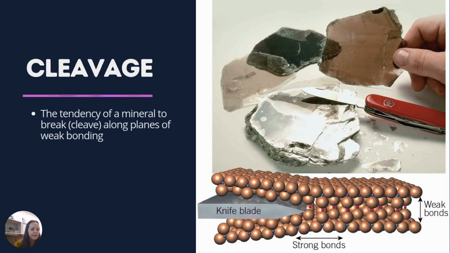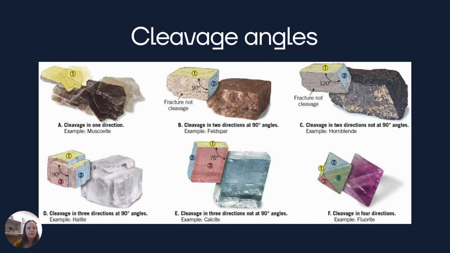So this is an example of muscovite. As you can see, there are weak bonds going in the vertical direction, and going in the horizontal direction, there are strong bonds. So this mineral will break along those weak bonds, creating that single cleavage plane of weakness. Now, different minerals are going to have different numbers of cleavage planes. So we looked at muscovite, which is A there, and that only has one cleavage plane in one direction.